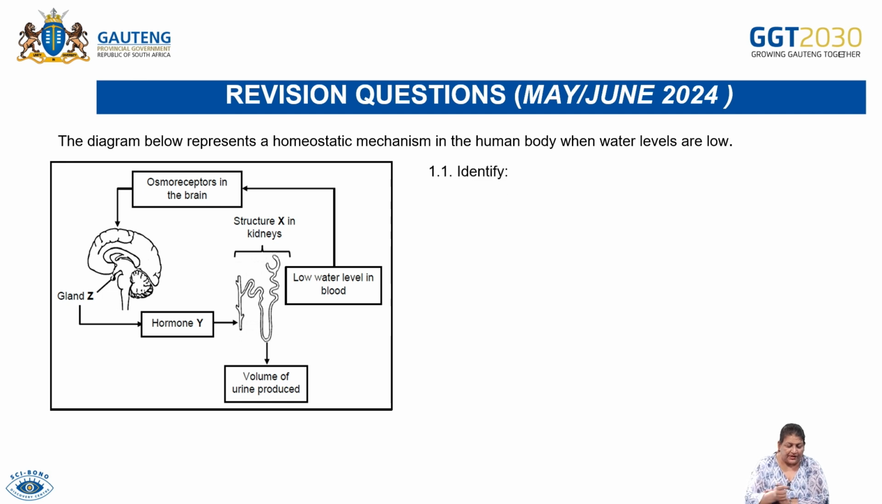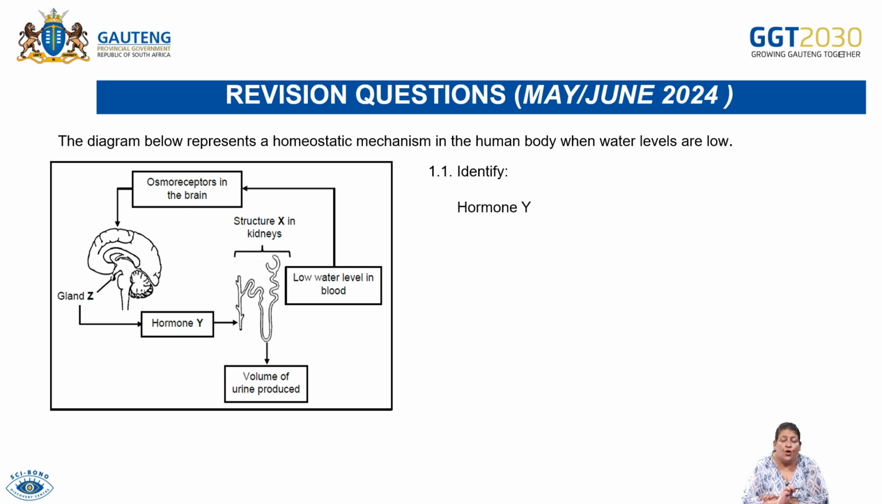Right. Here is now the kidney tubules and the human brain. And let us see, the diagram below represents a homeostatic mechanism in the human body when water levels are low. So what is this whole thing here? To keep things constant, it is called a mechanism called negative feedback. Now, let's see.